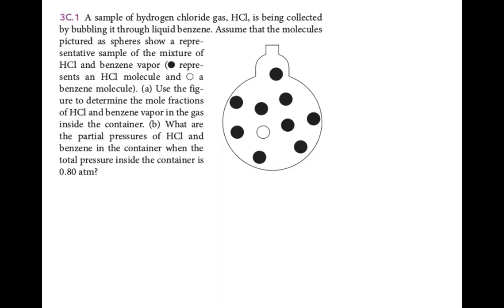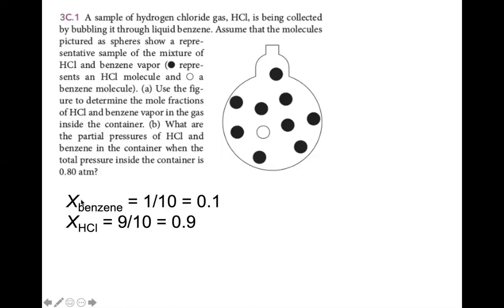So as I read it through, it's telling me I've got 2 different types of particles in here: the black ones and the white ones, the filled in black ones and the open white ones. They're going to represent either HCl or benzene. If I look at these, I definitely have more black ones. If I count it up, 1, 2, 3, 4, 5, 6, 7, 8, 9 black ones and 1 white one.